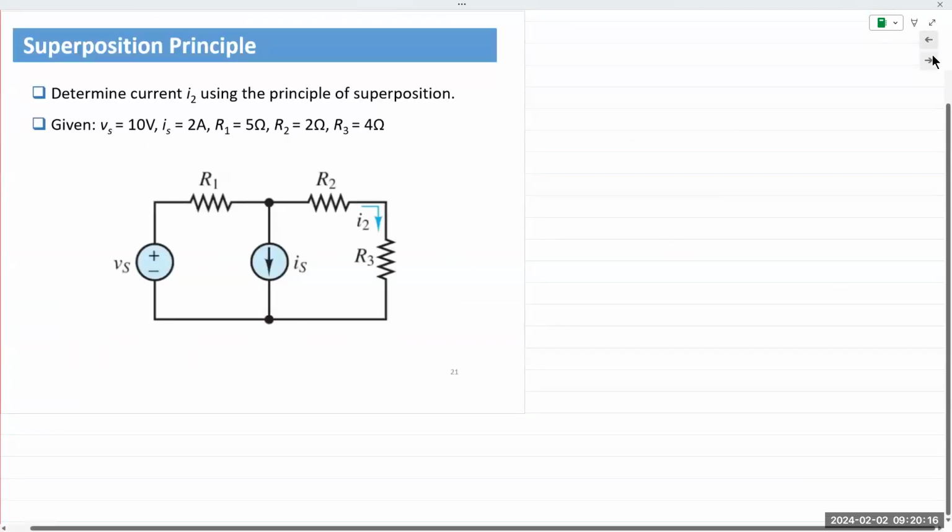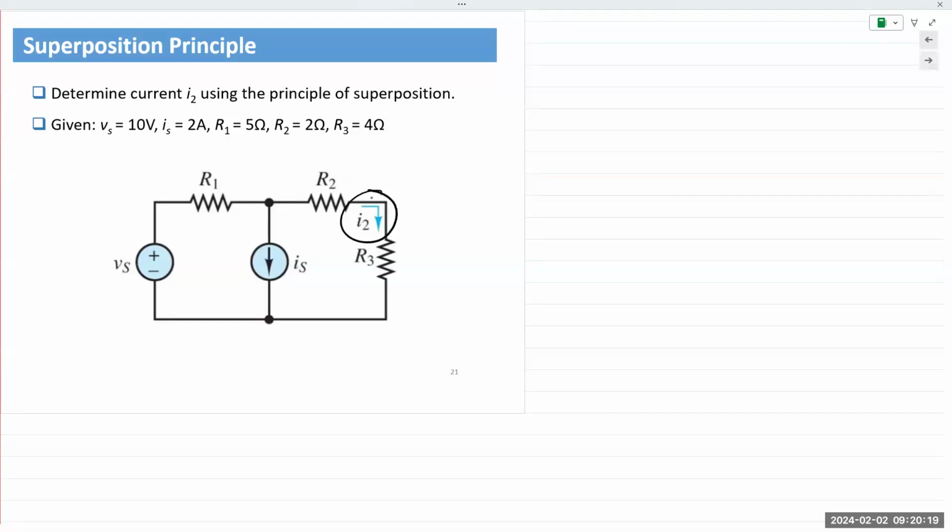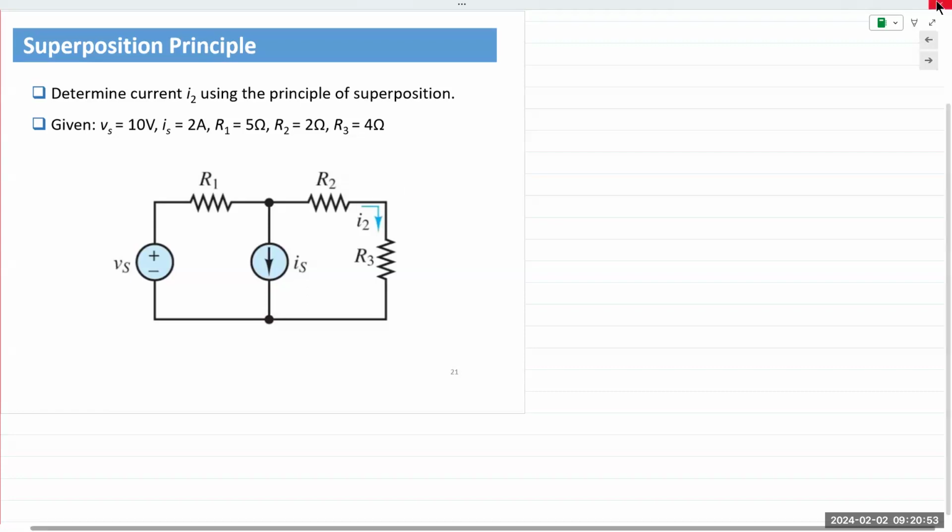Here we are asked to find the current I2 using the principle of superposition. We could apply node voltage analysis, mesh current analysis, or we can apply superposition. When it is a circuit like this, a simple circuit, we have 2 sources, 3 resistors, not a lot of components, so any one of the 3 analysis methods will do the job. Okay. So let's see how we would solve this using superposition.